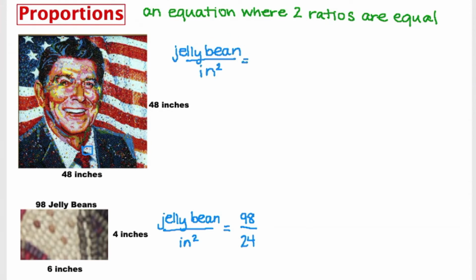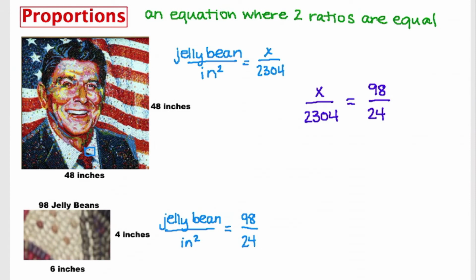And the ratio on the big portrait, well, I don't know how many jelly beans there are, but 48 times 48 is 2,304 square inches. And what I was saying is that the ratio of jelly beans to square inch should be the same for both of them. They're from the same picture. And that's where we get a proportion. A proportion is just 2 ratios that are equal to one another. And I made sure I was comparing jelly bean to square inches to jelly bean to square inches. So now I just have to solve this equation.